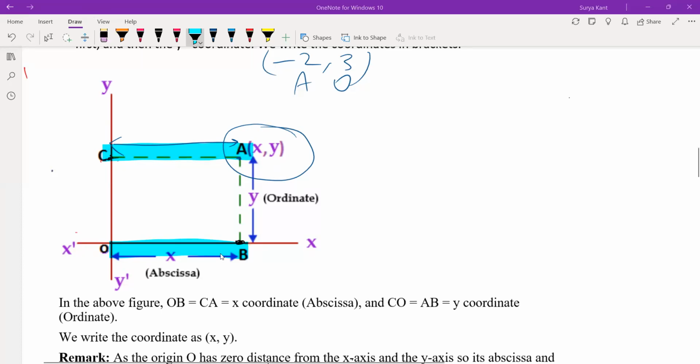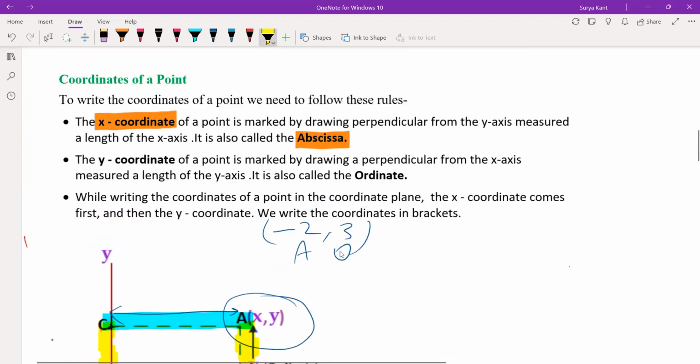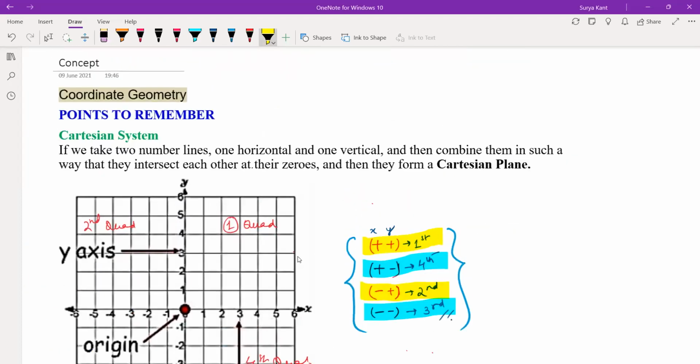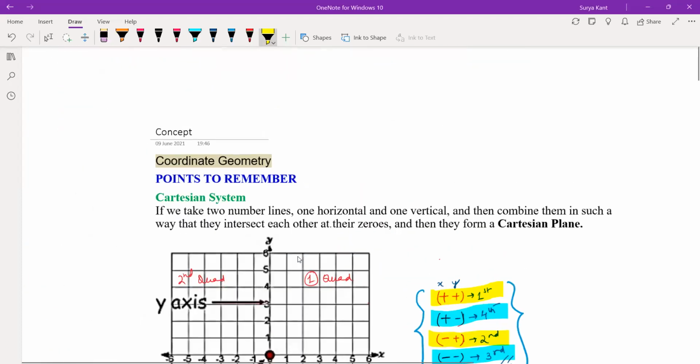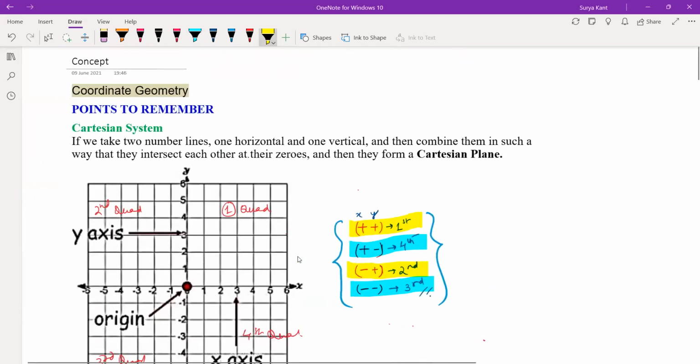So you understood abscissa and ordinate, right? This part is your ordinate y, and here also y is the ordinate. Correct? So CU and AB are equal to the y coordinate, or you can say ordinate. So till here, do you people have doubts? What we have learned right now is how to plot points on a Cartesian plane.